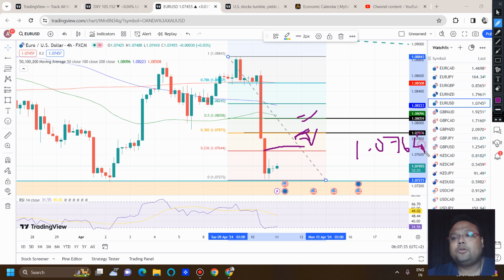1.0765. I'm not talking about that because it may break. But if you want to take a sell, that's your personal call, but I think we may get a sell opportunity around these two areas.